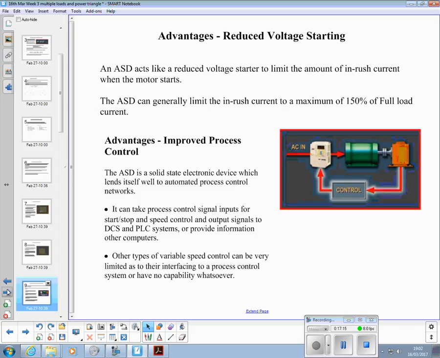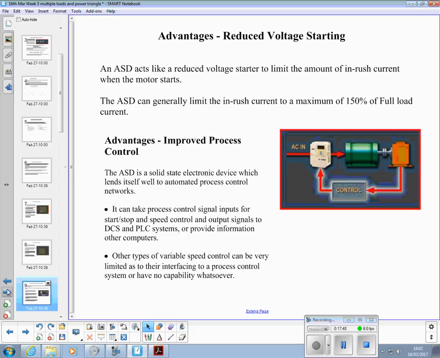Reduced voltage starting. An ASD acts like a reduced voltage starter to limit the amount of inrush current when the motor starts. You've all probably seen when you start up a big motor and it's got an ammeter on it, the ammeter swings right over to the end, almost like it's going to bend the needle, and then comes back and levels off at running current. Okay? The ASD can generally limit the inrush current to a maximum of 150% of full load current.